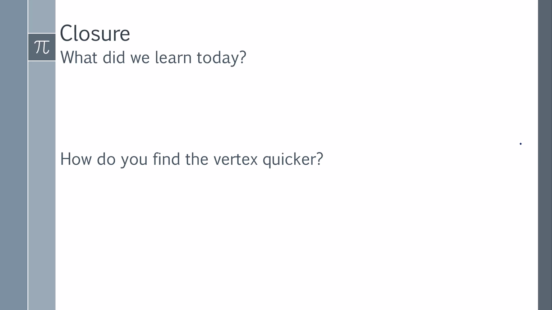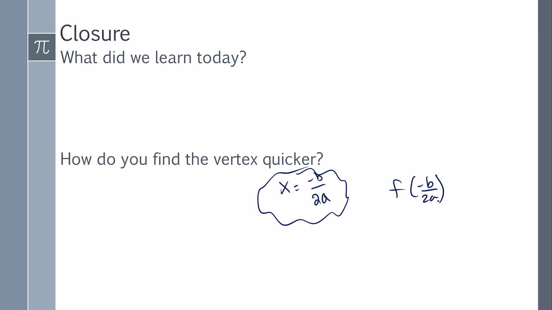And so how do you actually find the vertex quicker? The x value will always be negative b over 2a. You should memorize that, maybe even flashcard it. And then if you plug it back in, that's how you get your y value.